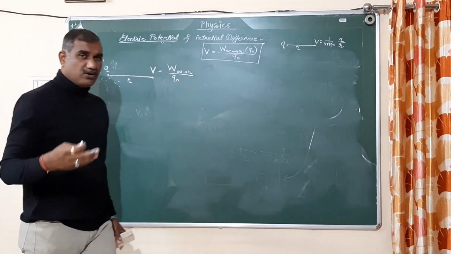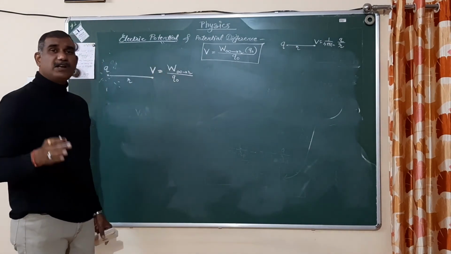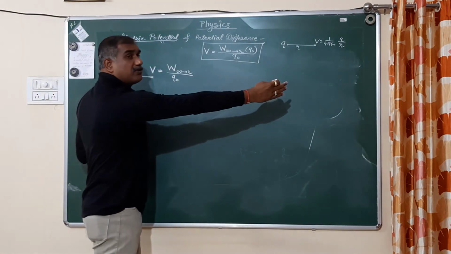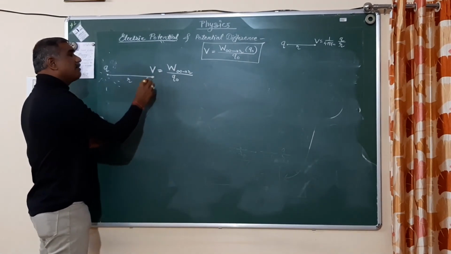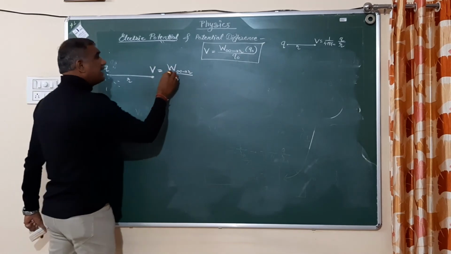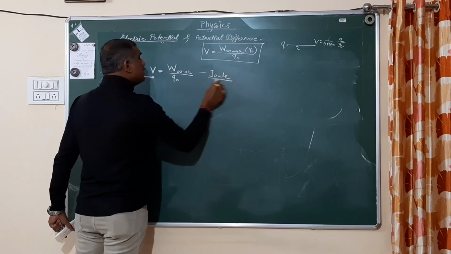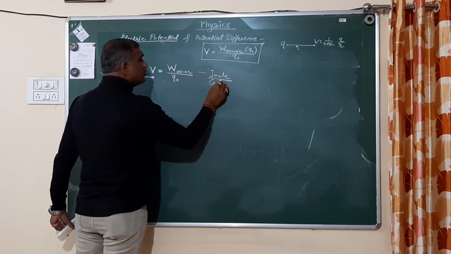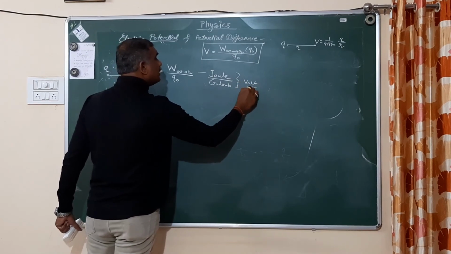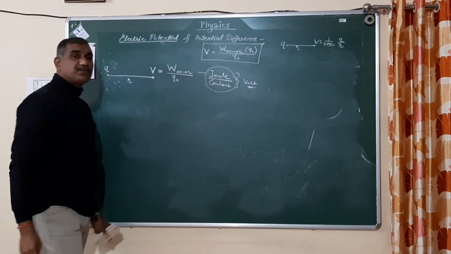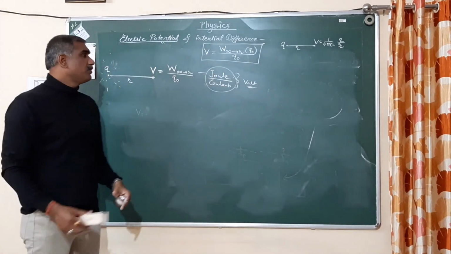As already told, the definition of potential at a distance R is nothing but the amount of work done in moving 1 coulomb or unit charge from infinity to the position where you are going to find the electric potential. That work done is expressed in joules, and charge is expressed in coulombs, and joule per coulomb is called a volt. That's why in the SI system the unit of electric potential is joule per coulomb. One thing you have to remember.